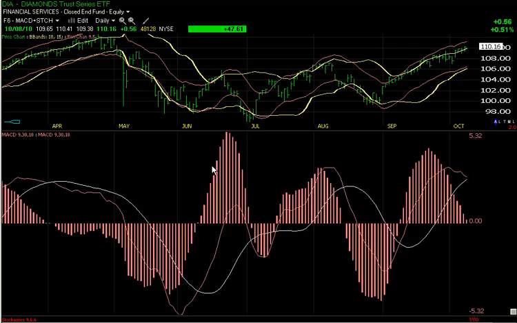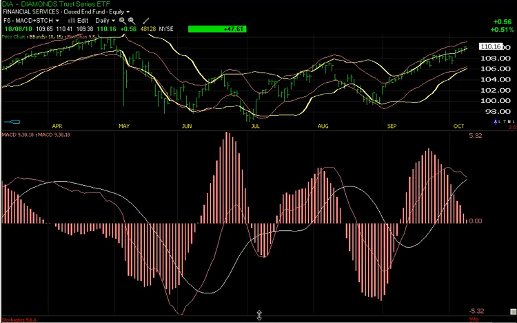Very often you'll get much more trend confirmation or divergence with the histogram rather than the MACD itself, but when the MACD is diverging with price, then that is much more serious than the histogram diverging with price.